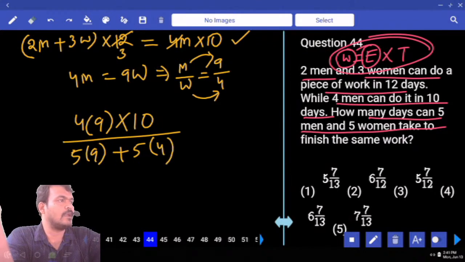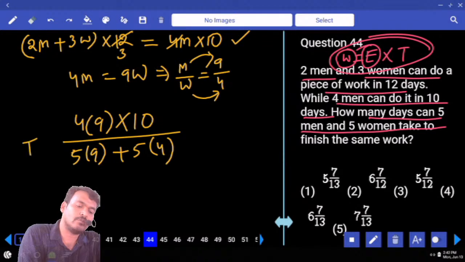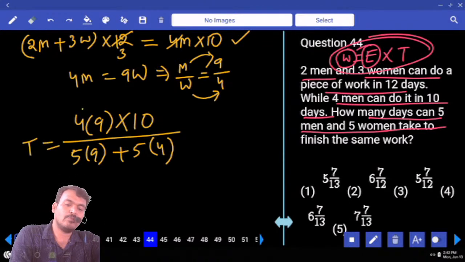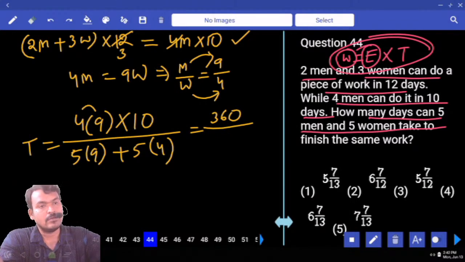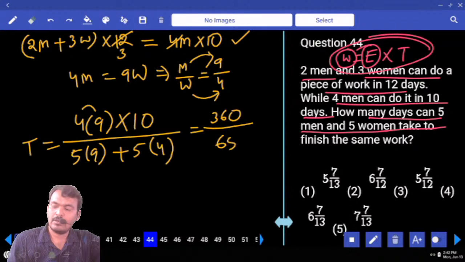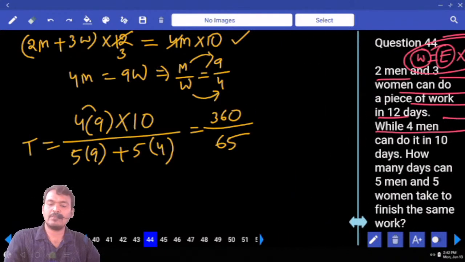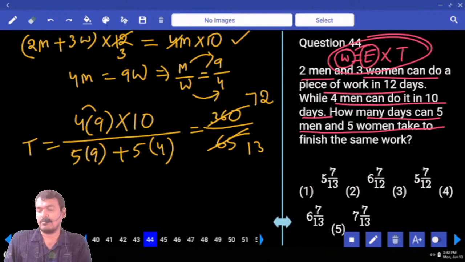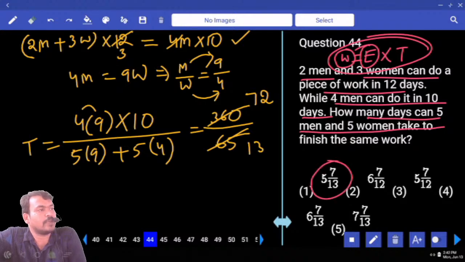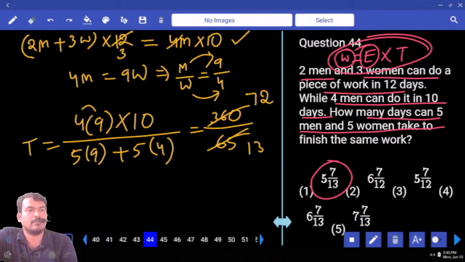The numerator is the work, the denominator is the efficiency, and it equals time. 4 nines are 36, into 10 means 360. Denominator: 5 nines are 45 plus 20, that is 65. 5 times numerator is 72, denominator 13 times. So 72 by 13. What is the nearby value? First option. 13 fives are 65. What is the remaining value? 7. So it is 5 and 7 by 13.